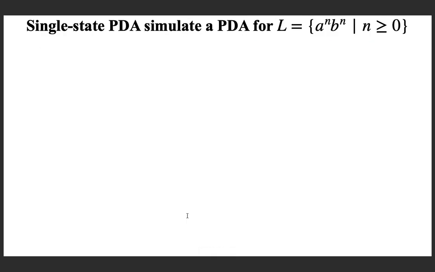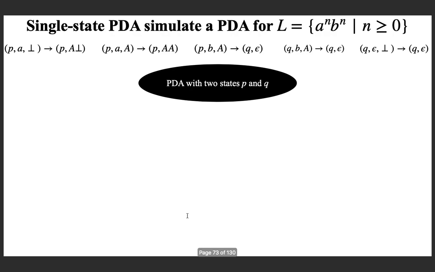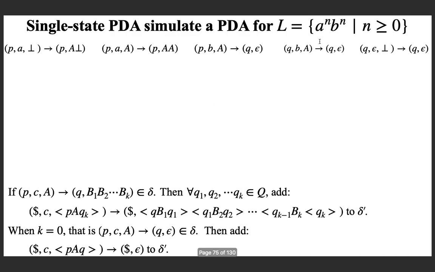So now we can try to apply that construction on an example PDA. Here is a PDA with two states P and Q, and the PDA is for accepting this language, and we will apply that construction to obtain a single state PDA. The state is going to be dollar, and we can see how it works. These are the rules that we obtained in the previous slide.